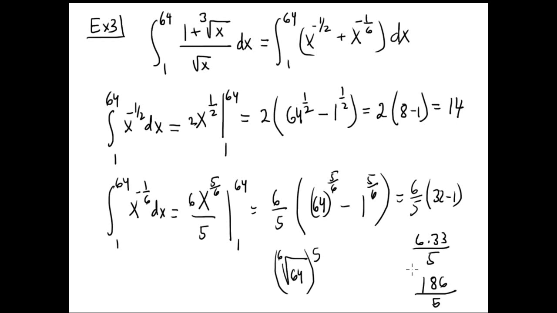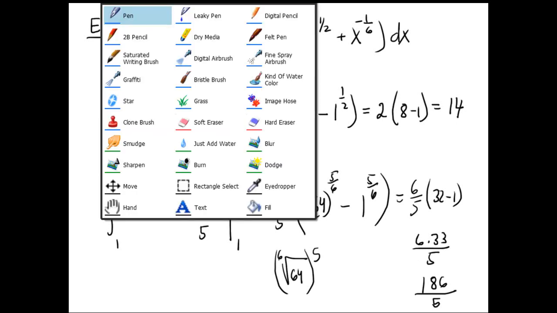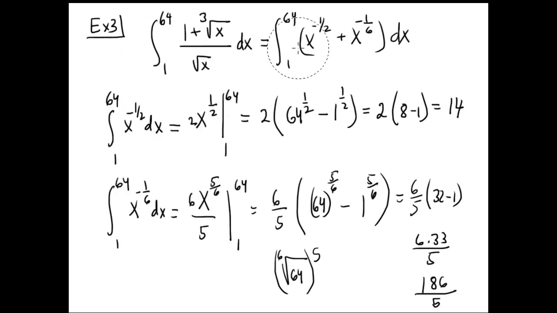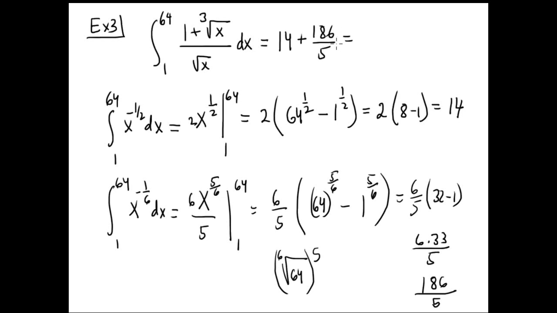One of the final answers, then, put together, is 14 plus 186 over 5. You find the least common denominator, 5. 5 times 14 is 70, plus 186 is 256 over 5. When you add this and this together, that is the final answer.